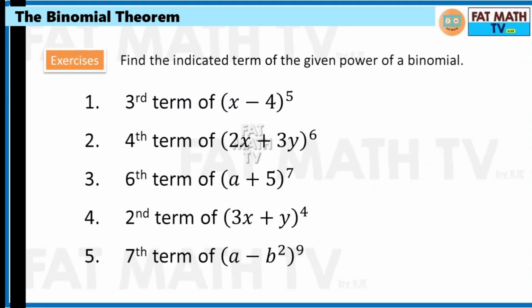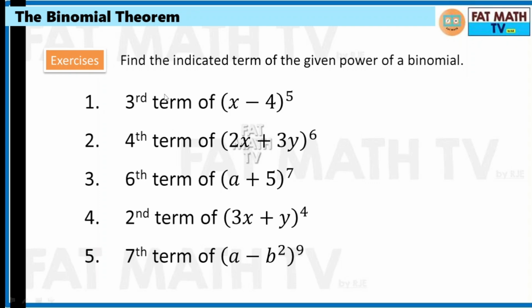Okay, for the exercises, you can answer this and you can check your answer afterwards. So pause this video and answer the following items. So we have here 5 items. Number 1, third term of x minus 4 raised to 5. Number 2, fourth term of 2x plus 3y raised to 6. Number 3, sixth term of a plus 5 raised to 7. Number 4, second term of 3x plus y raised to 4. And number 5, seventh term of a minus b squared raised to 9.